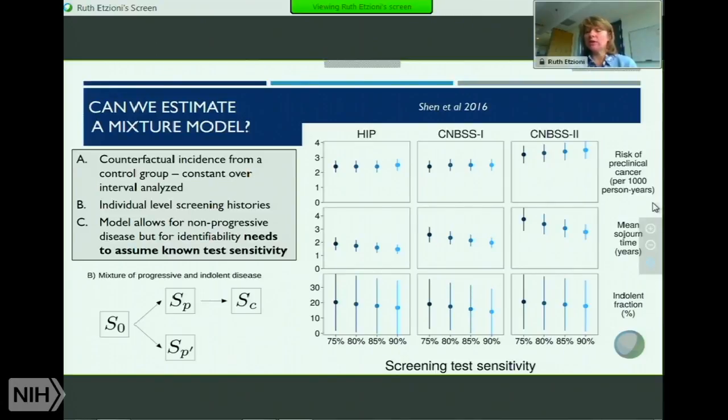Why are there four estimates in each panel? Because it is not possible to learn this mixture model and, in addition, to learn about the sensitivity of the test. The data are not rich enough to provide information on both of those, and therefore we have to presume a fixed sensitivity and then estimate the model. And this is an example of how sometimes when you have a complex model, other assumptions need to be made or the model needs to be constrained in order to estimate the natural history and overdiagnosis.